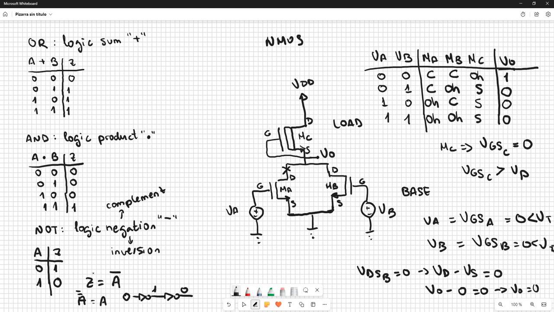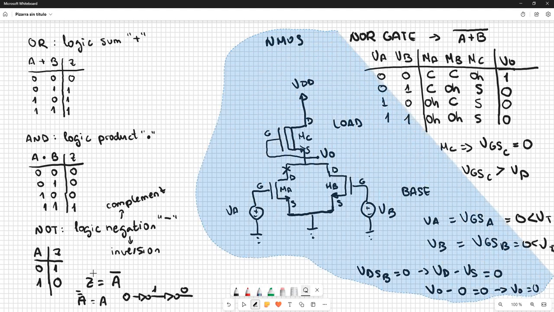So it is called a NOR gate. If the OR gate is A or B, the NOR gate, that is just the opposite, is going to be the OR gate negated. It's just like using an inverter after the OR gate. So we are going to see what happens with the equivalent circuit, but for the CMOS example. We are going to delete all of this.